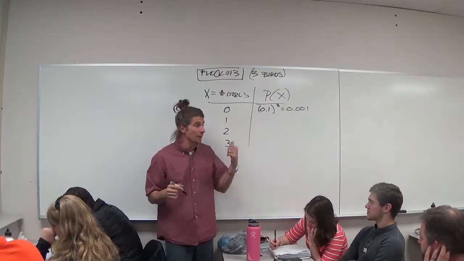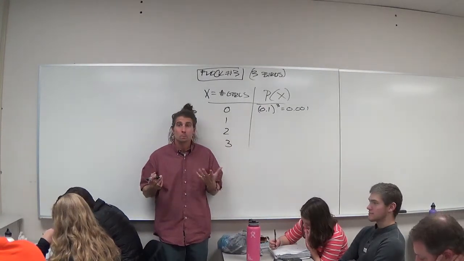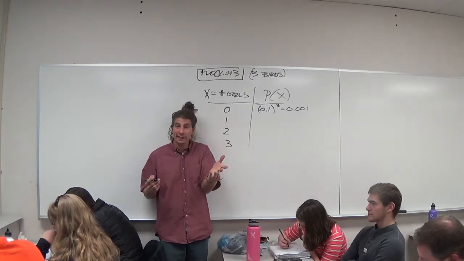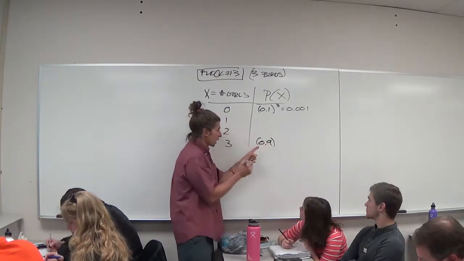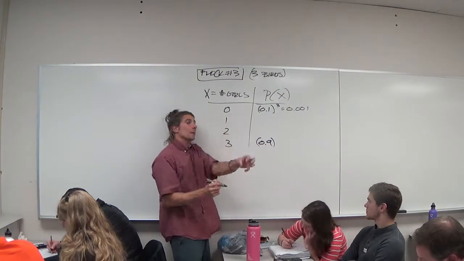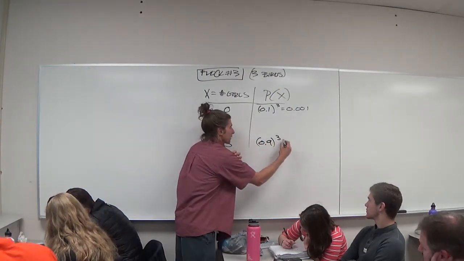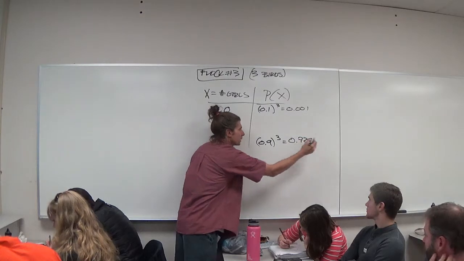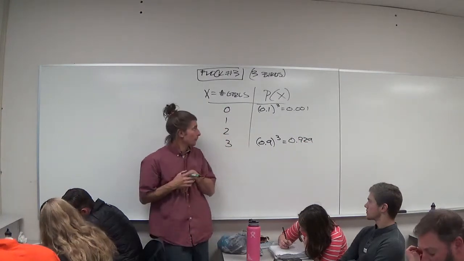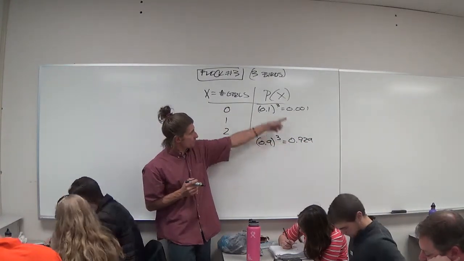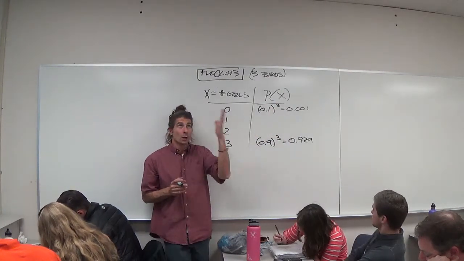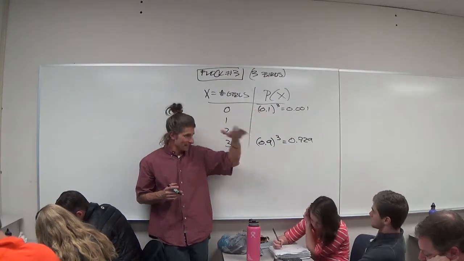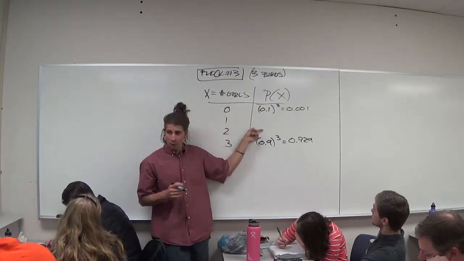Grab another one for me. All three? Yes, all three's probably the nicest one, yes? And what's that one going to be? 0.729. Good! Because he's going to go in and get a girl, 0.9 to the third power, exactly. Thank you, Harrison. 0.729, beautiful. So now we know that 73% of the time, we're either going to get all girls or all boys, which means the other 27% of the time, we're going to fall into one of these categories.